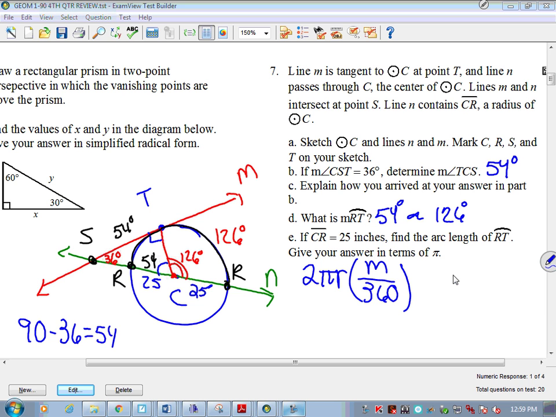All right, so we're going to use 2 pi what? 25. What's my measure? 54 over 360. We're going to leave everything in terms of pi, so 2 times 25 is 50. So we're going to take 50 times 54 divided by 360. 7.5. All right, so 7.5 pi, right? Let's see, inches squared. Is that the answer at the bottom of the page? Very good. All right.